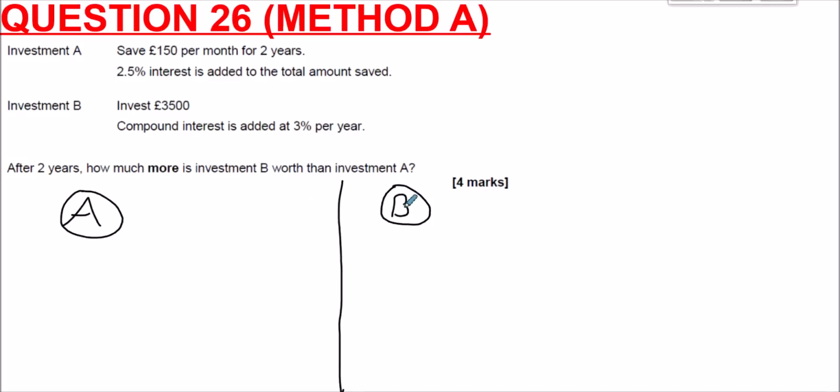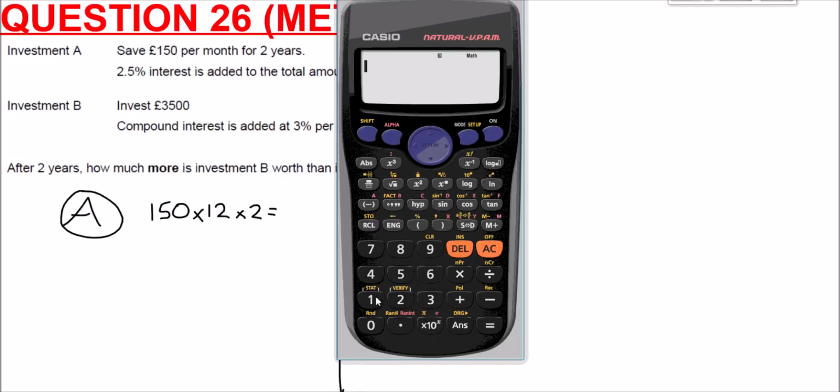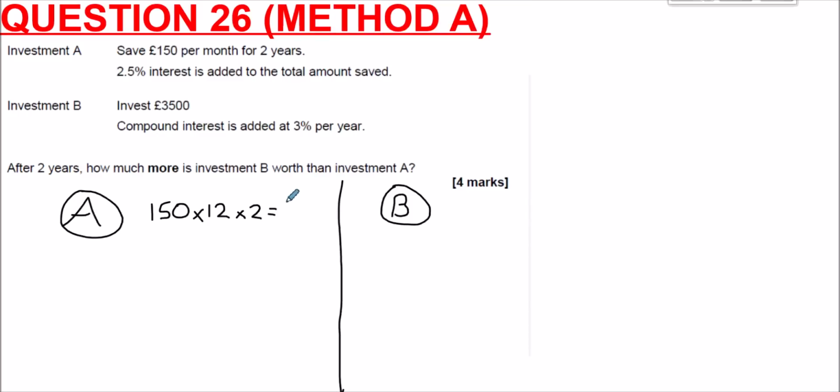So for investment A, we save £150 per month for 2 years. So £150 per month. So for 1 year, there's 12 months in a year, so we could multiply by 12 to find out the yearly total. And for 2 years, multiply that by 2. So 150 times 12 times 2 is 3,600.